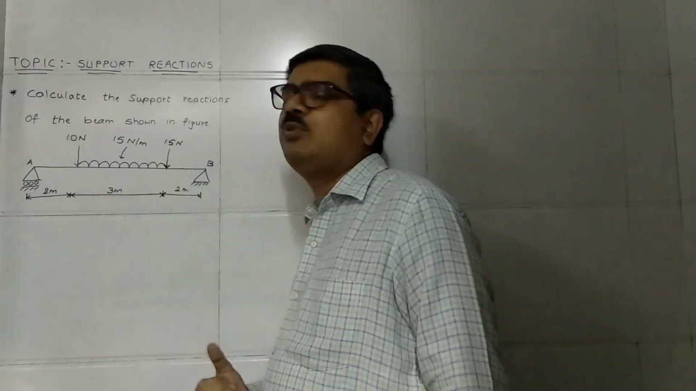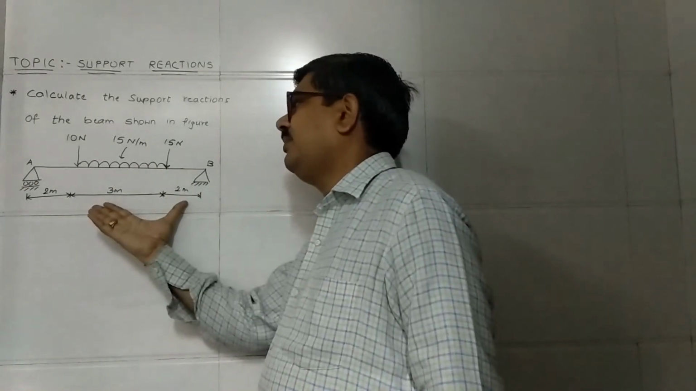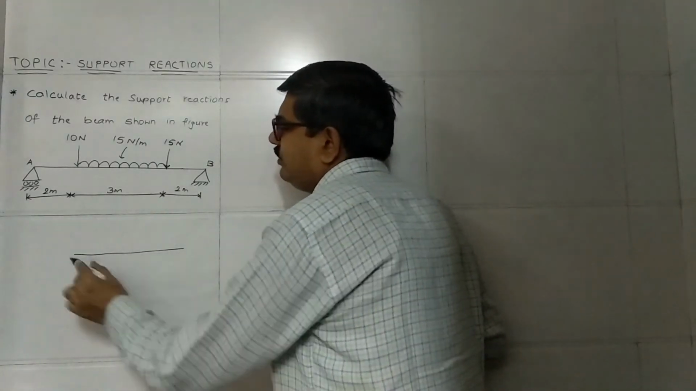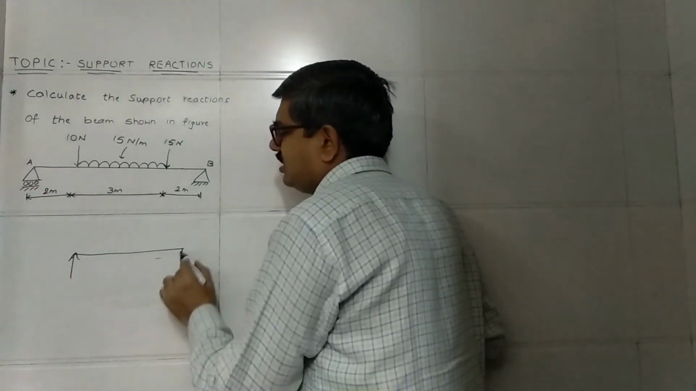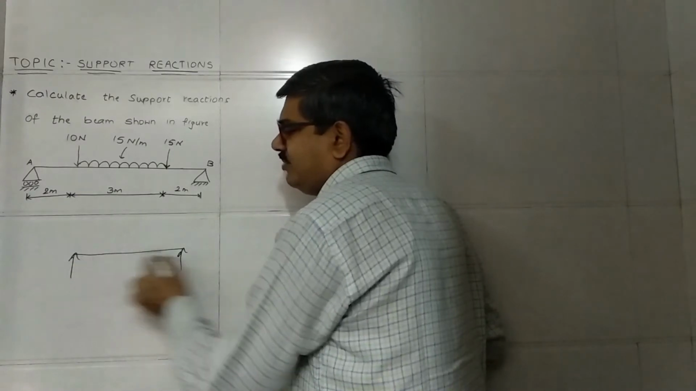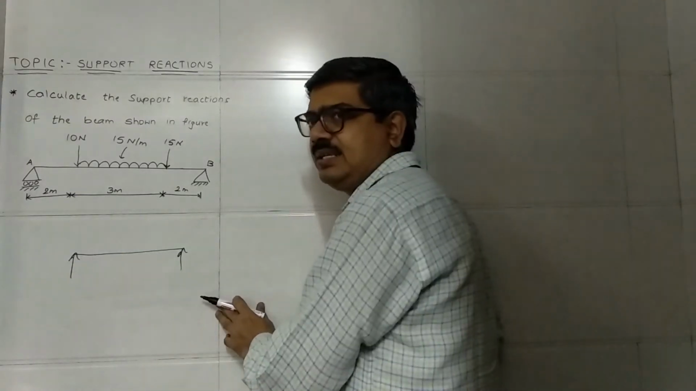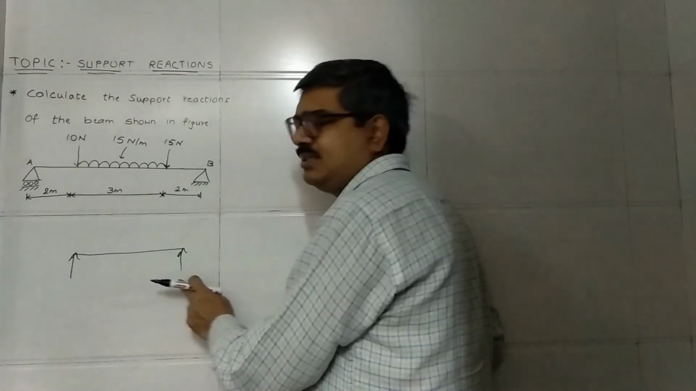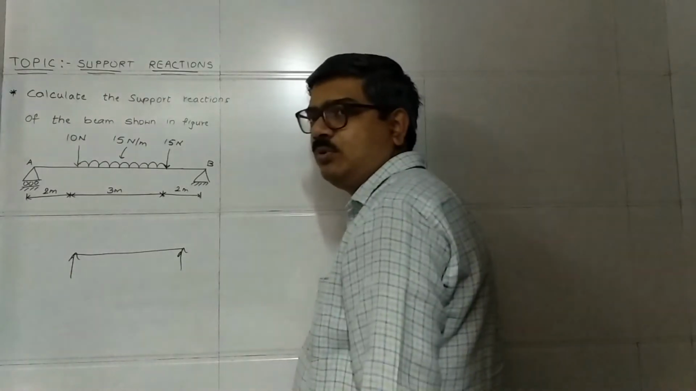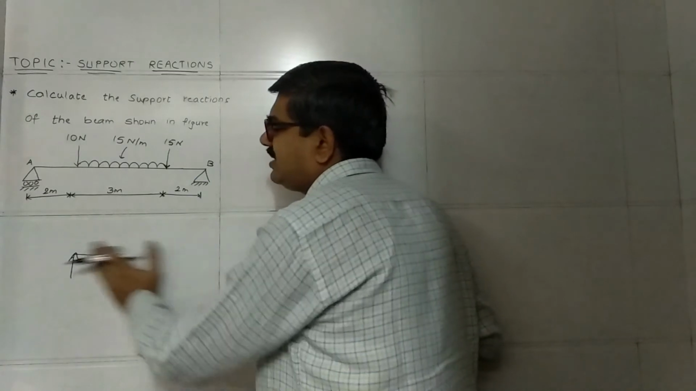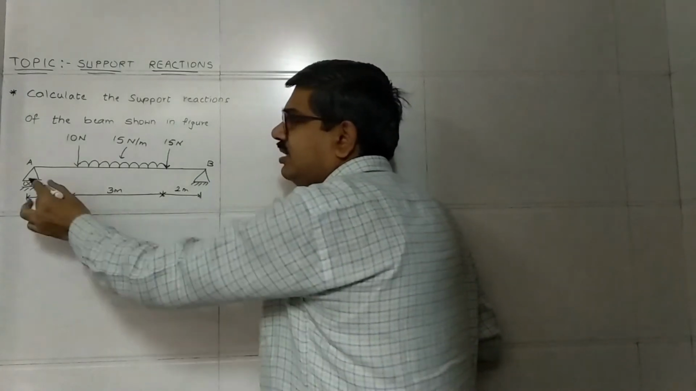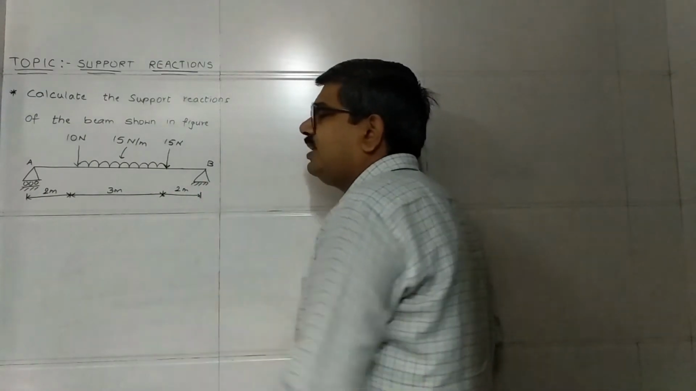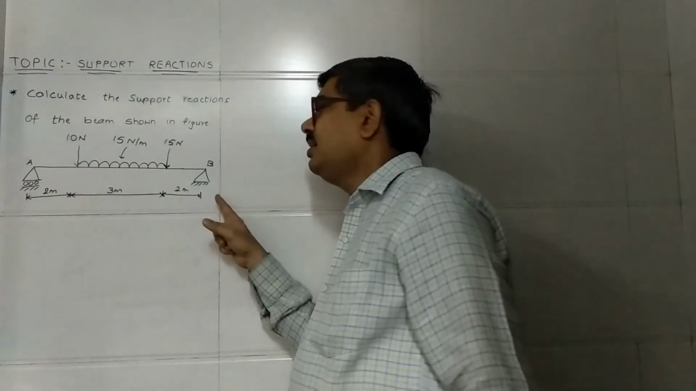This is a simply supported beam. I hope you know what a simply supported beam is. A beam which has supports at its ends. This is a beam. The horizontal line acts like a beam. If it has two supports at its ends, then it is said to be a simply supported beam. Now here a simply supported beam is given, and the support at point A is called a roller support, and at point B the support is called a hinge support.